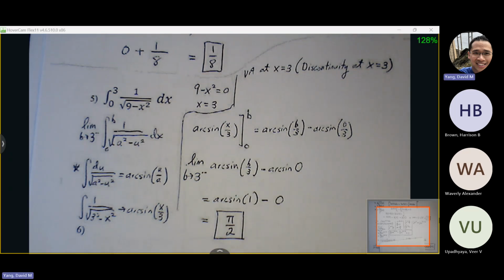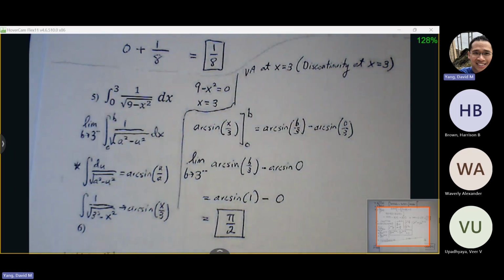What would we do if the discontinuity was in between the bounds? Or are we always going to see it? Yeah, so if it's in between the bounds, you have to split it up into 2 separate problems. And then you do 0 to A, and then from A to 2 or whatever.